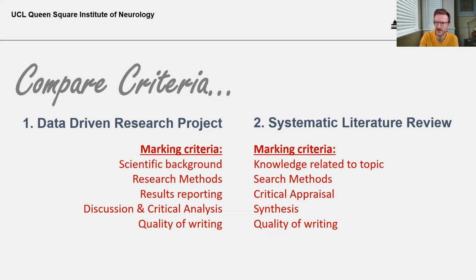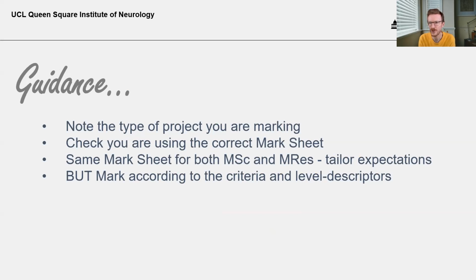So some final guidance before I finish. When you receive your project to mark, please make a note of which type of project you are marking and check that you are using the correct mark sheet for that. This will be the same whether it's an MSc or an MRes project. Please tailor your expectations in that regard and simply mark the thesis for that project, for either project, according to the listed criteria and according to the level descriptors, which you can look at in more detail later.